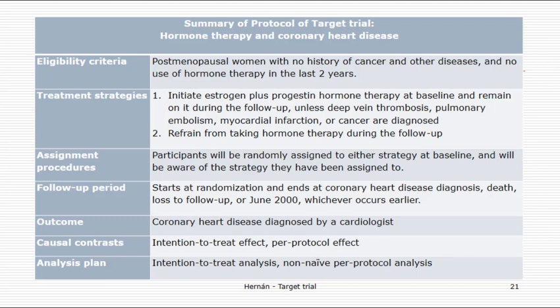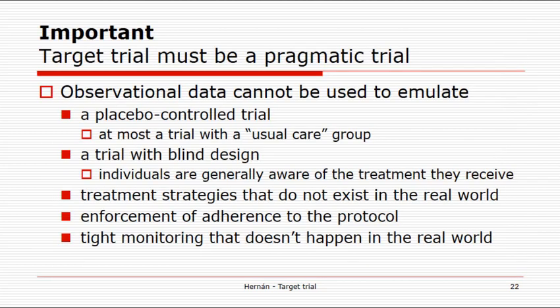The first thing that we had to do, and we'll have to read that, but this is the outline of the target trial. We are saying what the eligibility criteria are for our target trial, what two treatment strategies we are going to compare, how we are going to assign people to the treatment strategies, the start and end of follow-up, the outcome, etc. So that's the first thing, just an outline of the target trial. Now, we use observational data to emulate it.